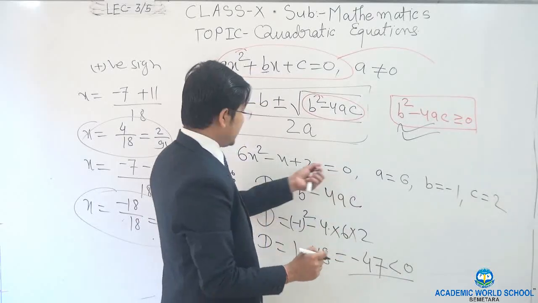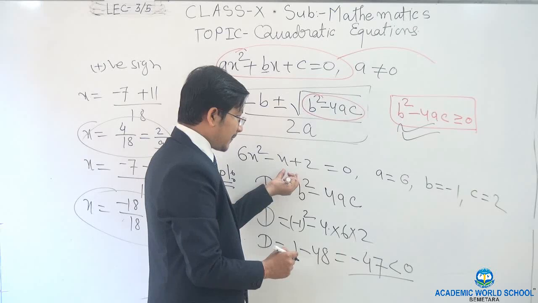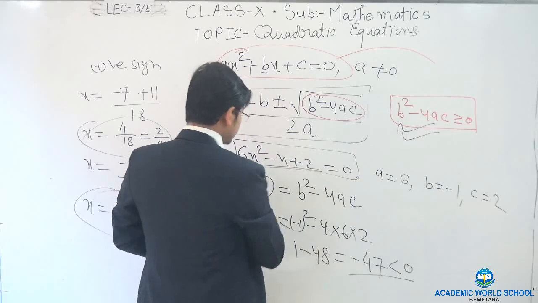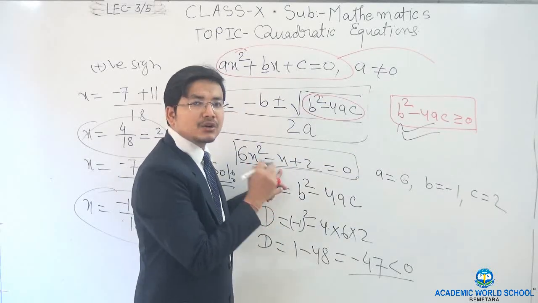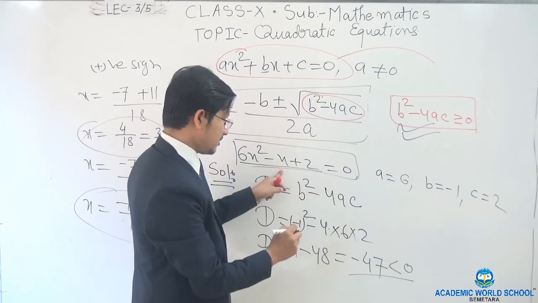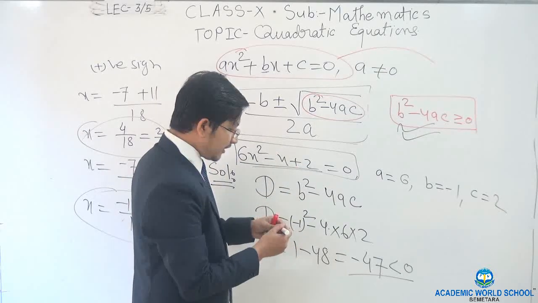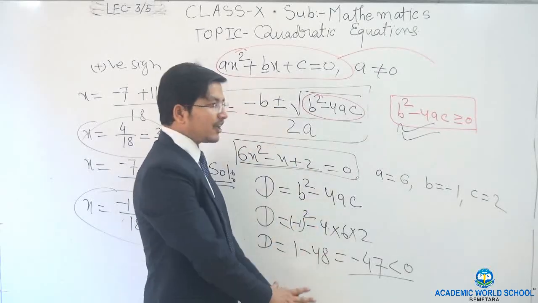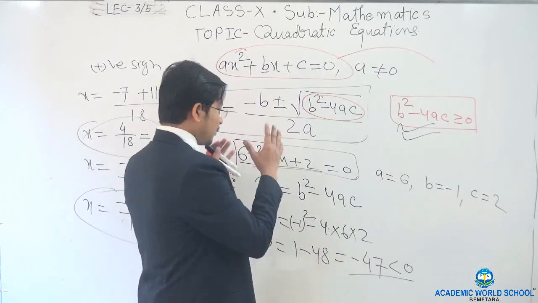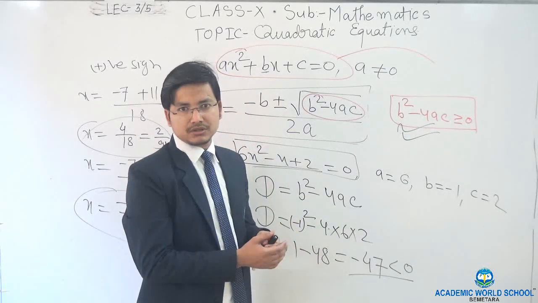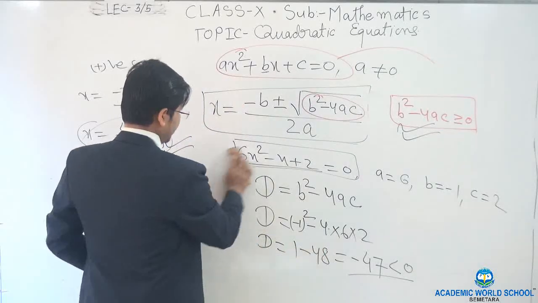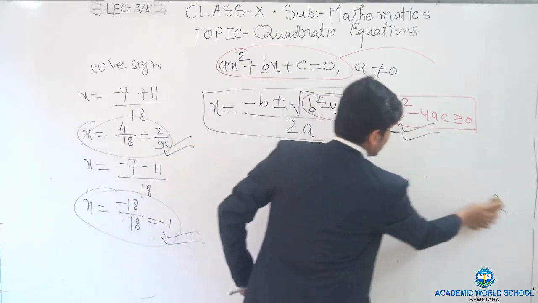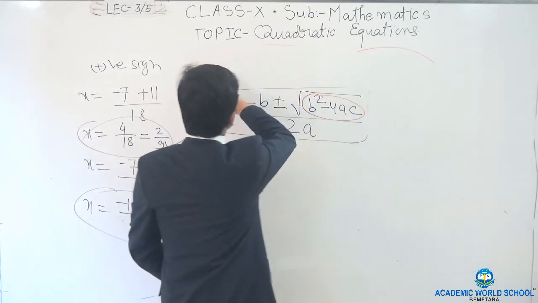It means this is a quadratic equation which does not possess real roots. So in this way we can get an idea that yes, this is the quadratic equation which has real roots, and this is the quadratic equation which does not have real roots. Now one more question we are going to solve.